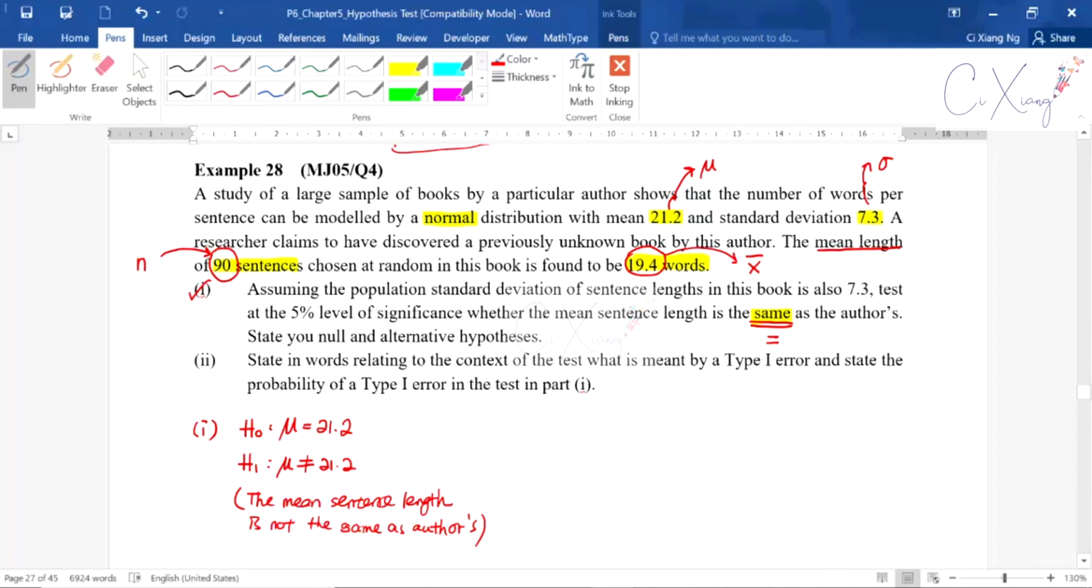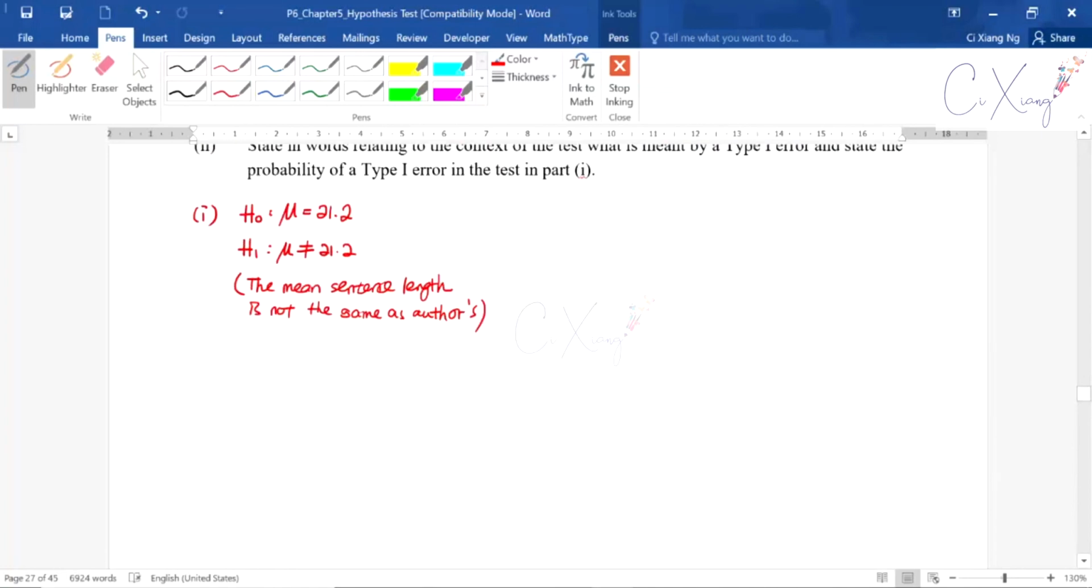So now this is your first step. Then they want you to test at the 5% level of significance whether the mean sentence length is the same, so you need to continue with the test. You already wrote out the first step, which is the null and alternative hypothesis. Then to carry out the test, for the second step, usually I ask you to draw the diagram or to calculate the test statistic, but it doesn't matter, it is either the second or third step only. So for the second step, I will ask you to draw a diagram first.